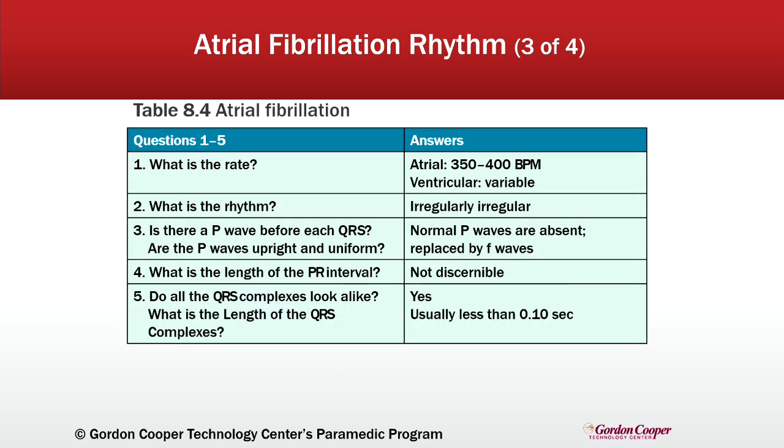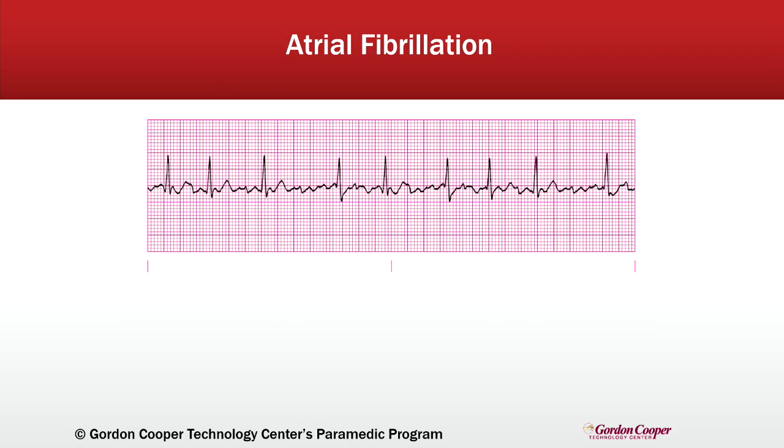So atrial fib, we have an atrial rate of 350 to 400, ventricular is variable, the rhythm's irregularly irregular, no normal P waves, they are replaced by fibrillatory waves, so no discernible PR interval. So the main thing that we see when we look here, we can tell right away it's just erratic, there's no regularity. But our rate is 1, 2, 3, 4, 5, 6, 7, 8, 9. We see a rate of 90. We mentioned that the rhythm was irregular. We see no discernible P waves. We see that they're replaced by fibrillatory waves, no PR interval. So we should know that this is atrial fib.